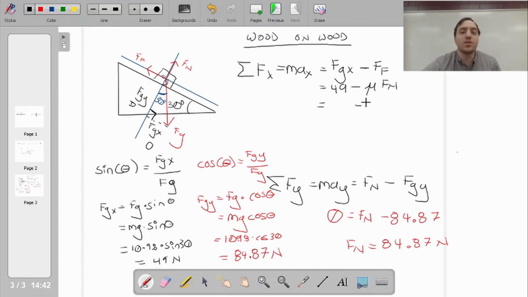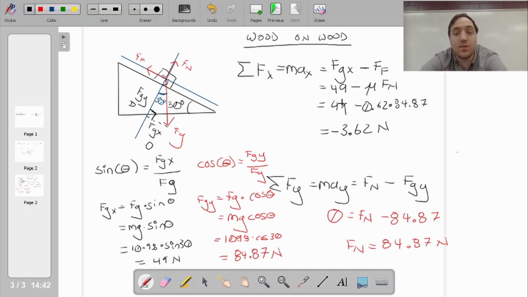We're seeing if it's moving, so it's static, times 84.87 is negative 3.62 newtons. In other words, the frictional force, the max frictional force, is bigger than the force that the wood block is currently experiencing by about 3.62 newtons, or fairly little in the scale of things.